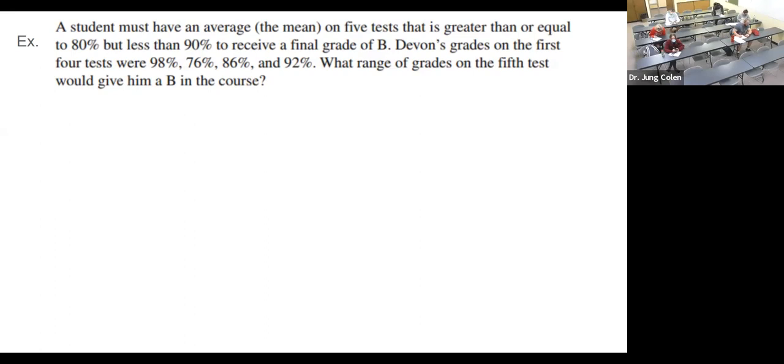Let's suppose you want to get a B on your final grade. Your grades on the first 4 tests were 98%. It's really good. The second one didn't do very well, 76%. The third one, good, 86, and 92. What range of grades on the 5th test would give him a B in the course? How can you solve this? There are a lot of things going on. You need to know how to find the average first. You need to set up an inequality, and then you're going to solve for that.